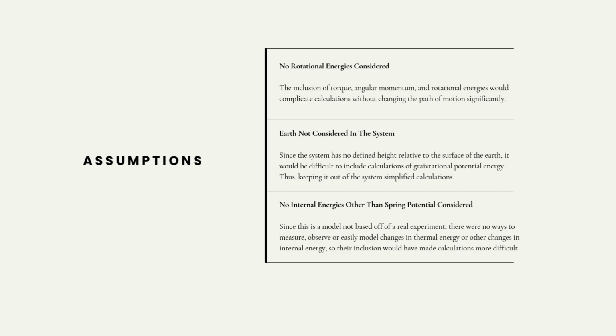Additionally, I considered Earth not to be in my system. This is because the system has no defined height relative to the surface of the Earth, so it would have been difficult to include calculations of gravitational potential energy. Thus, keeping it out of the system simplified calculations.